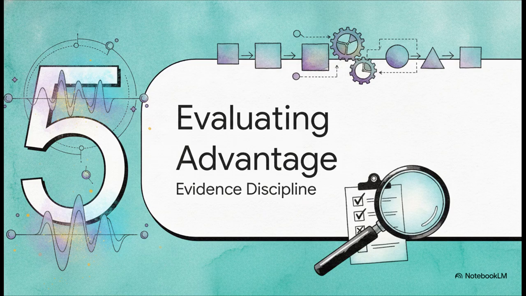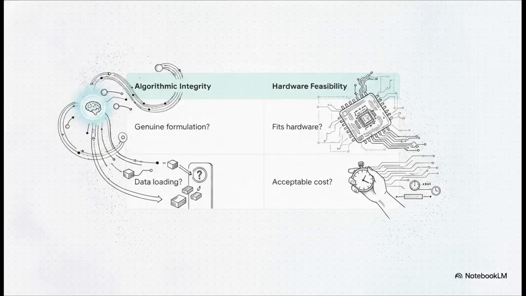Finally, we arrive at Section 5, Evaluating Advantage Claims, or as I like to call it, the Evidence Discipline Checklist. If you're going to assess quantum claims, you absolutely need a rigorous framework. First up, look at algorithmic integrity and hardware feasibility. Ask yourself, does this problem genuinely map to quantum mechanics, or is the data loading overhead going to completely wipe out any possible speedup? And on the physical side, does the compiled circuit actually fit the target hardware? Is the required shot cost even acceptable before the machine decoheres?